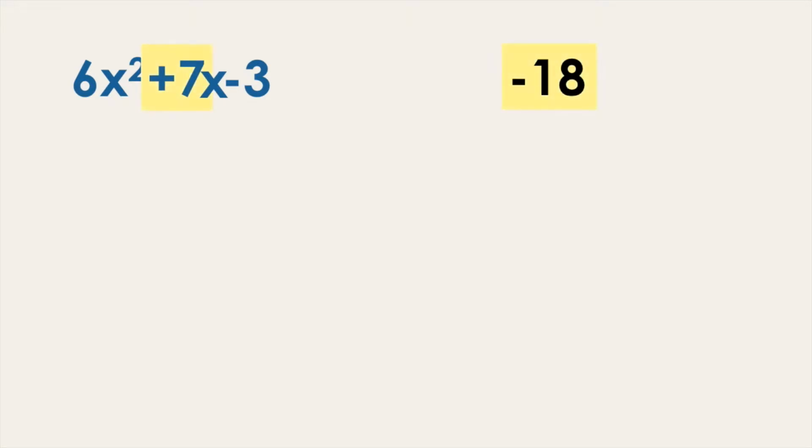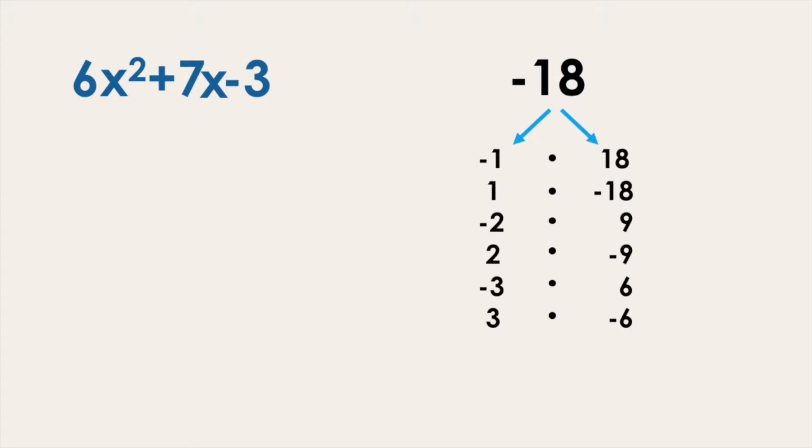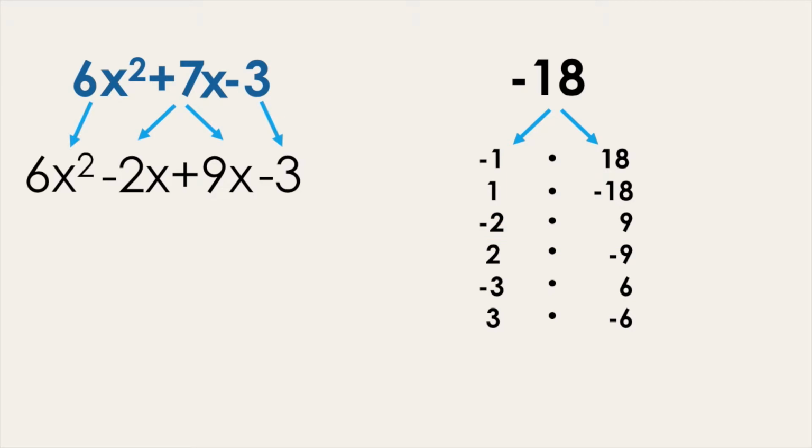All the numbers that multiply to give us negative 18 are listed here. Which one of these numbers multiply to give us negative 18? Of these numbers, we want to pick the pair that adds to give us positive 7, which would be negative 2 and positive 9. So we're going to break up positive 7x and rewrite it as negative 2x plus 9x. Bring down your leftover terms, 6x squared and negative 3.